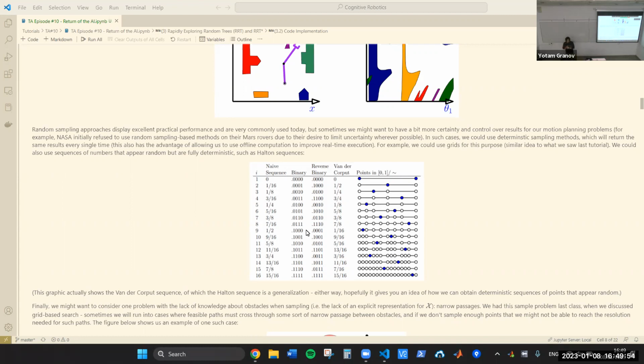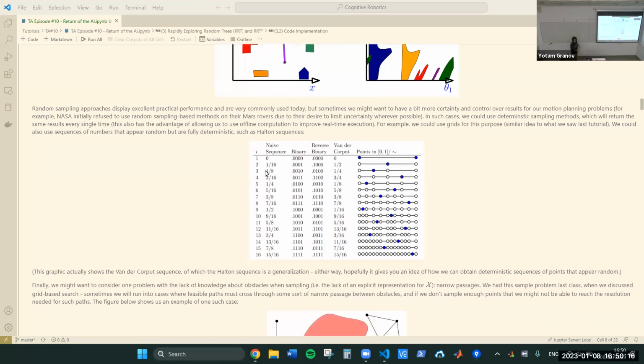Sometimes we don't want to use the random sampling approaches. Maybe, for example, if we need to replicate results. For example, I think Oren told me that NASA used to reject any sampling-based motion planning methods because they didn't want any uncertainty in their Mars rover missions. They would only accept deterministic sampling methods. Today, I think they've eased up a bit. So there do exist deterministic sampling methods. This means that it's a deterministic sequence of, say, points that we'll sample in space every single time.